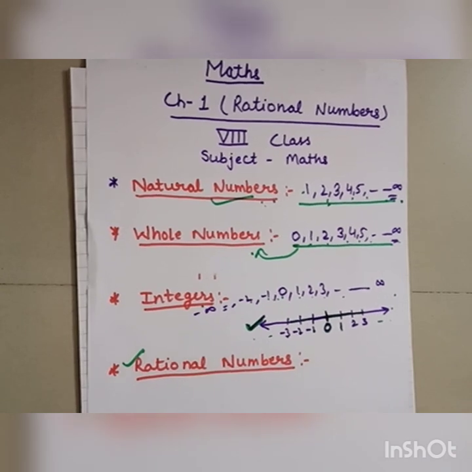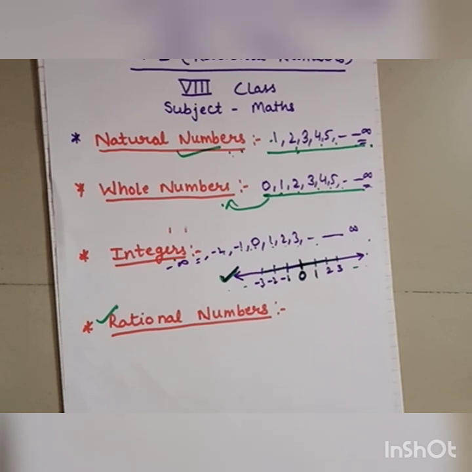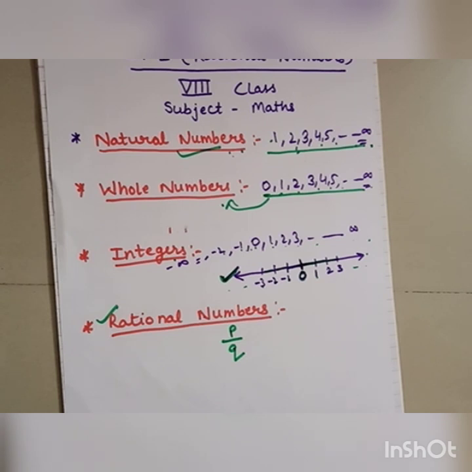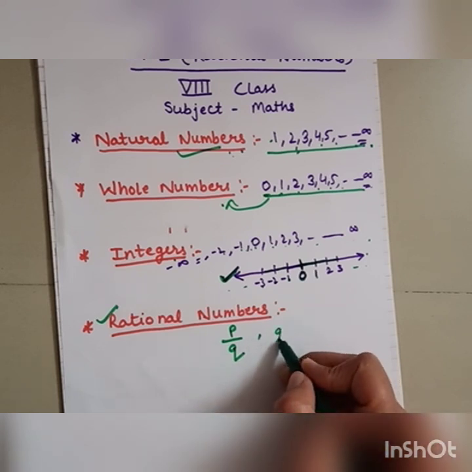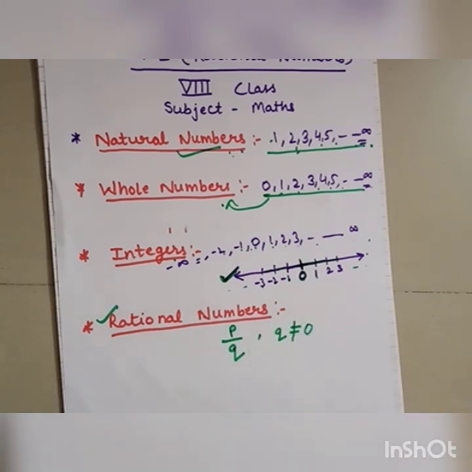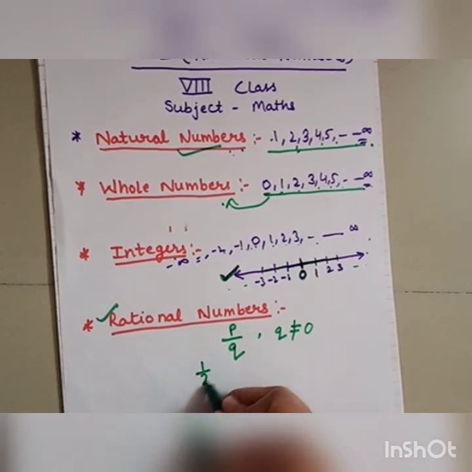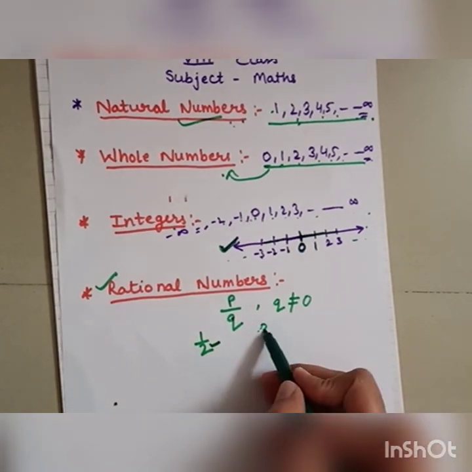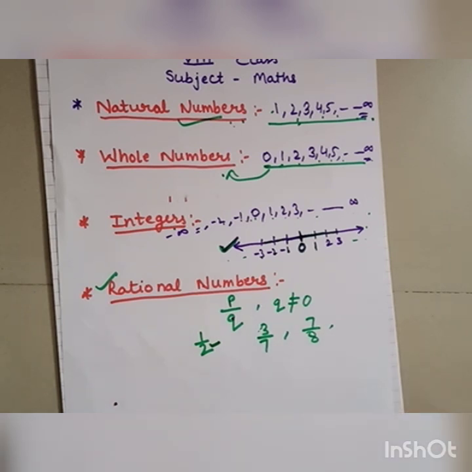What are rational numbers? Rational numbers are those numbers which we can write in the form of p upon q, that is, in fraction form. In p by q, one condition is there: the value of q is not equal to 0. For example, 1 upon 2 is a rational number, and the value of the denominator is not equal to 0. One more example: 3 upon 7, 7 upon 8, these are all rational numbers.